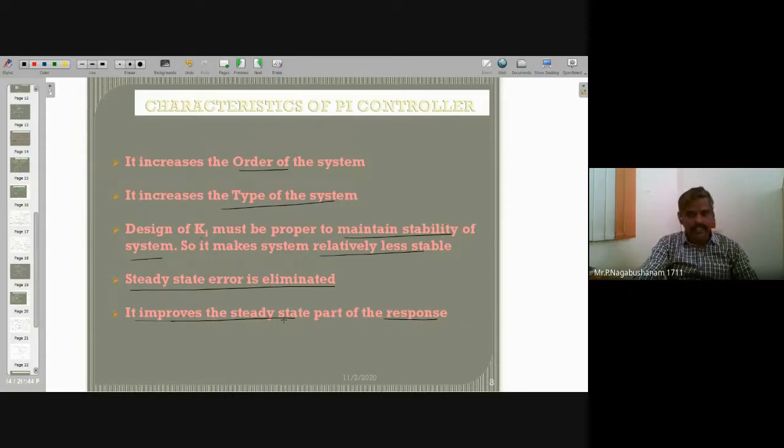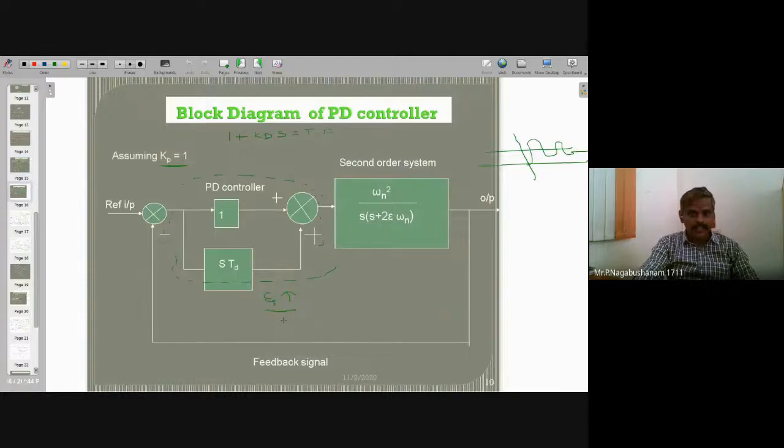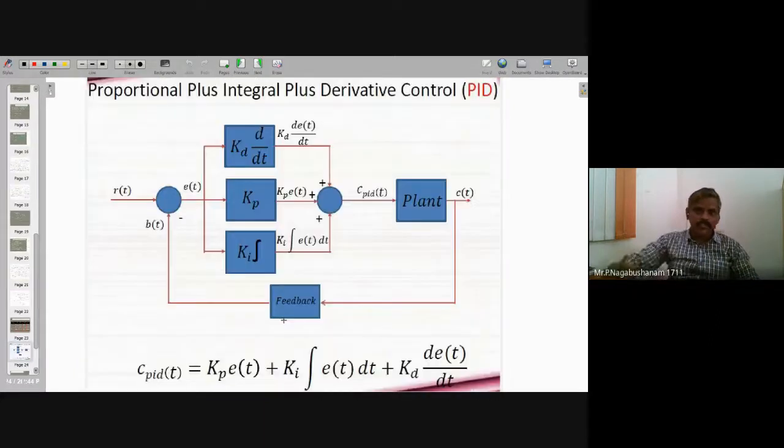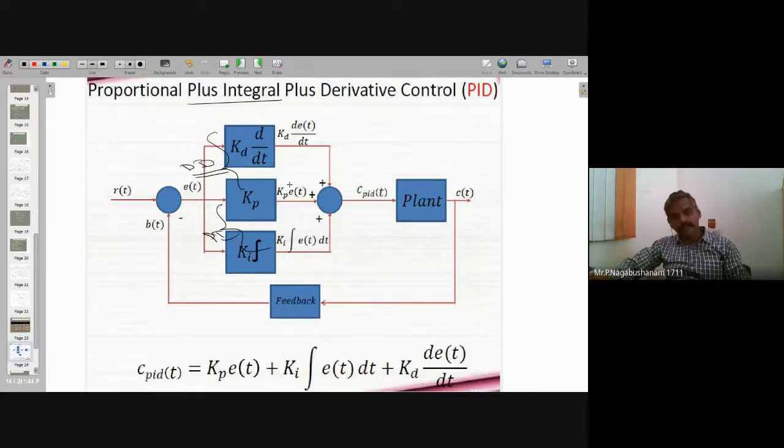In the next class, that means tomorrow's class, I will start with PID. I will go through this comparison chart, then we will start the PID controller. PID means PD plus PI. These two are PD, and these two are PI. If you want to improve both the transient response and steady state response, you can connect like this. Then the overall time response will improve. If you want to improve the overall time response, then go for the PID controller.